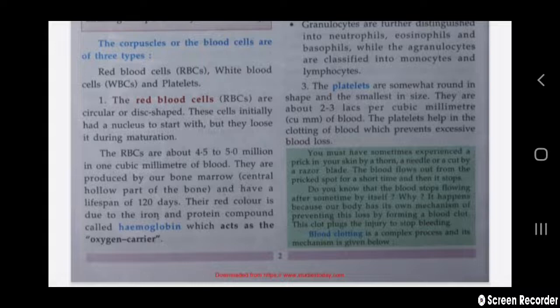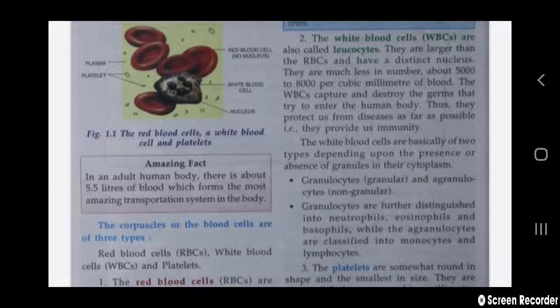That's why we can say that red blood cells carry oxygen to all the parts of the body. So now you learned how blood carries oxygen to all parts of the body through hemoglobin. Now you have learned about the red blood cell. Now it's time for white blood cells.